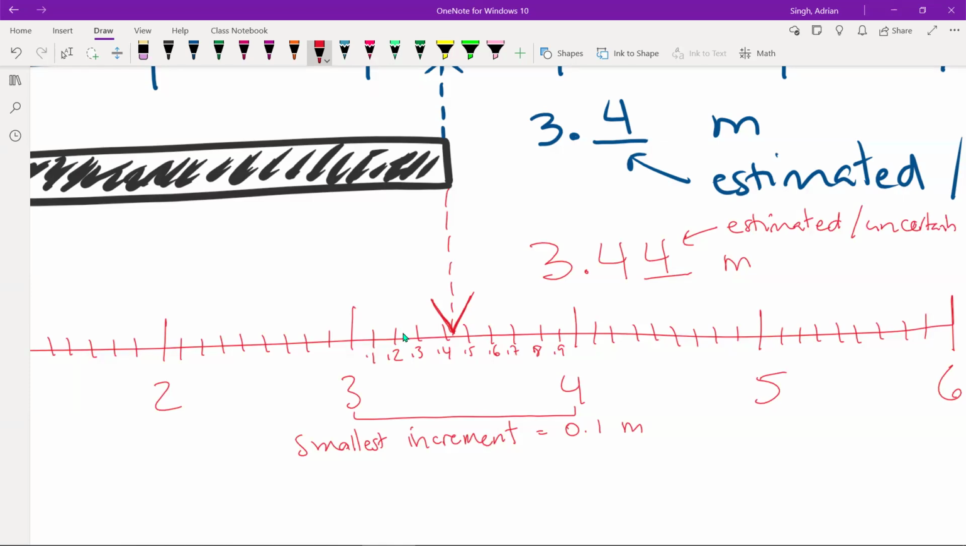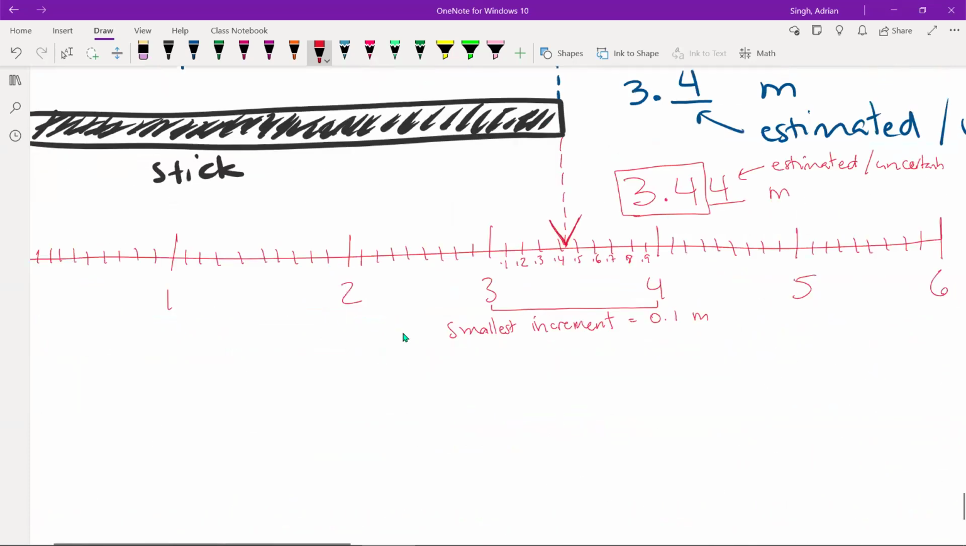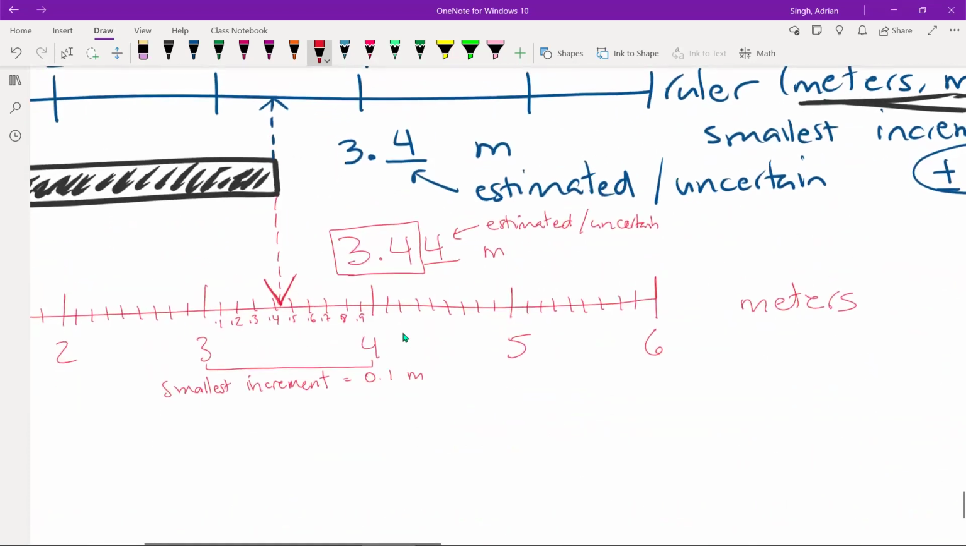Somebody else making this measurement may think that it's 3.43. Again, the last digit there is uncertain because we are absolutely sure about the 3 and the 4. So the point here is, depending on the instrument that you're using, that will dictate how uncertain your measurement is going to be. Now, in both of these measurements, the one above in blue and the one in red, the last digit is our uncertain digit, right? So the uncertain or the estimated digit in any measurement is always the last one.